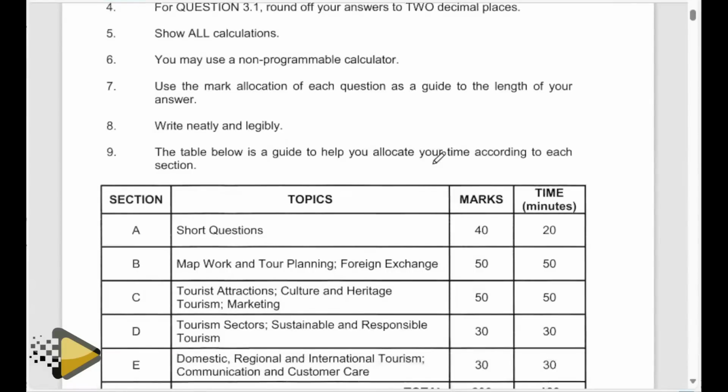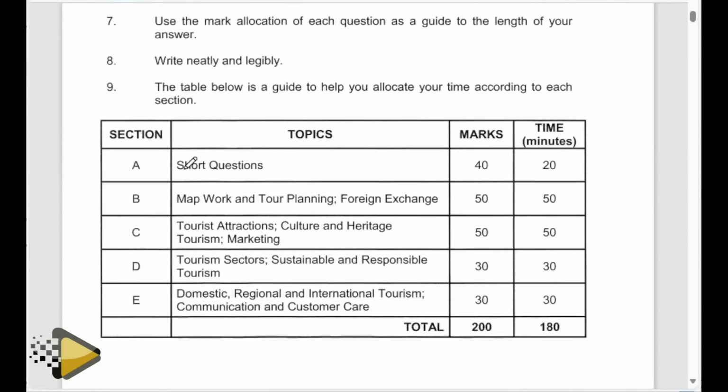Mark allocation for each question is used as a guide to the length of your answer. You are reminded to write neatly and legibly. Section A consists mainly of short questions, multiple choice questions, and others. Then section B will be made up of map work and tour planning and foreign exchange.